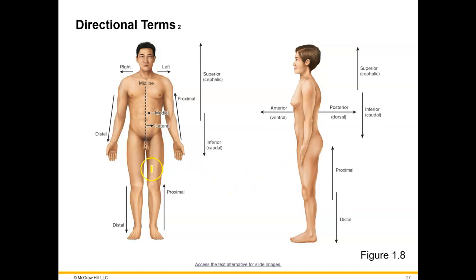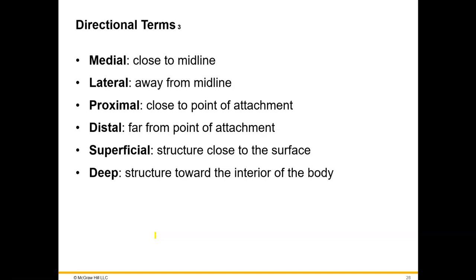Now let's do the leg, the lower limb. We're comparing structures in relationship to the hip. So let's do the knee and the toes. All right. The knee is proximal. The toes are distal. Okay. So when we do proximal and distal, we're talking about how close or distant structures are from the shoulder or the hip joint.